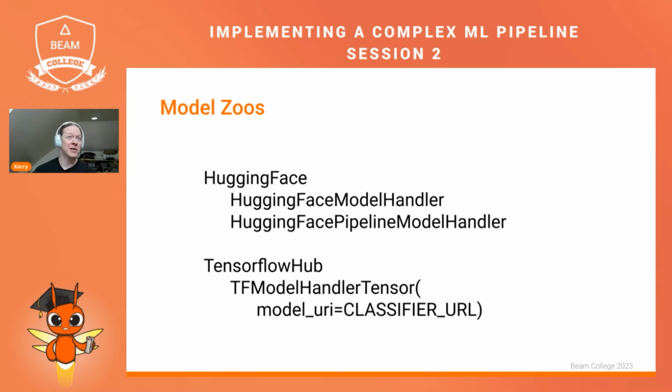I think, in my experience, that the TensorFlow model handler with the model URI is probably the most straightforward, easiest way to incorporate a model into a Beam pipeline. But the HuggingFace model handlers, while slightly more complicated, do give you a richer variety of models. So it depends on your use case.